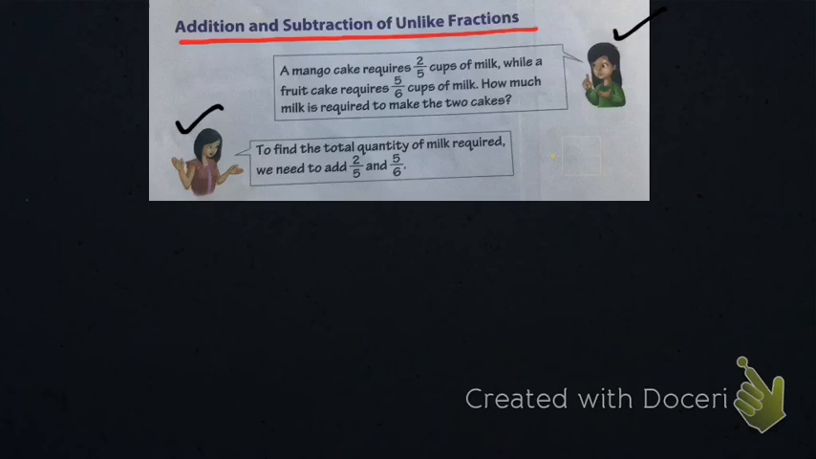So then Ramya's mother says, to find the total quantity of milk required, we need to add 2 upon 5 and 5 upon 6. Okay, so basically Ramya wants to know the total amount of milk. So we know that to know the total amount we have to add these numbers. Okay, and this question is in your book on page number 108.